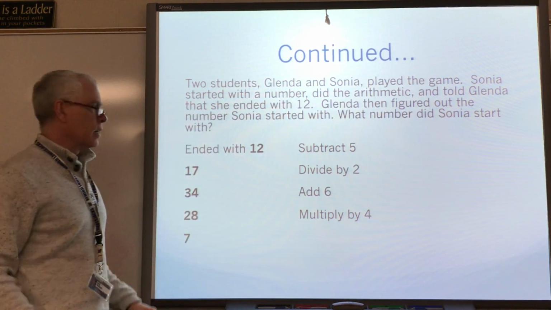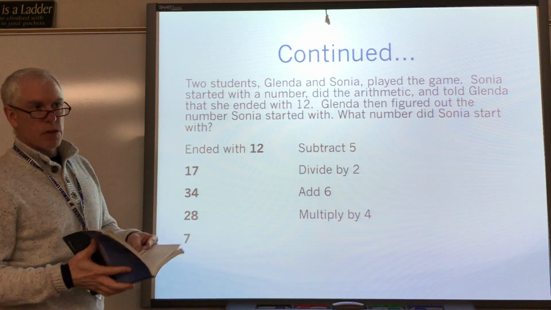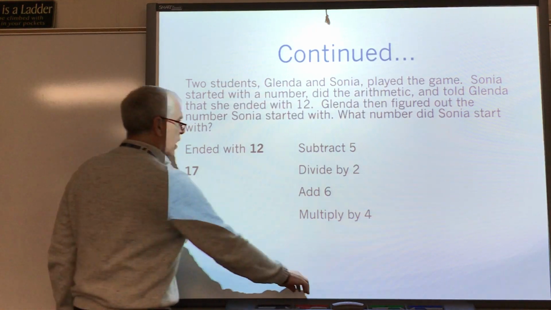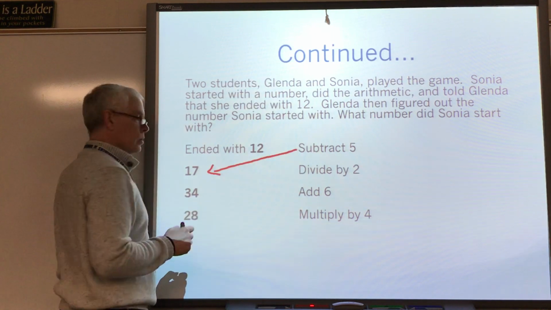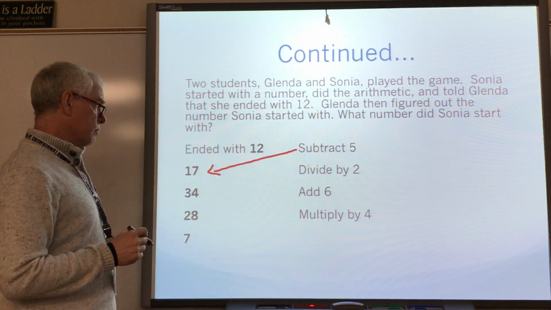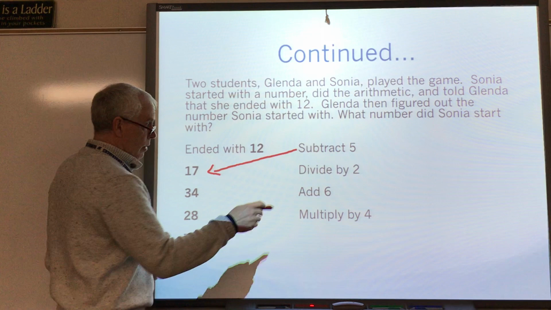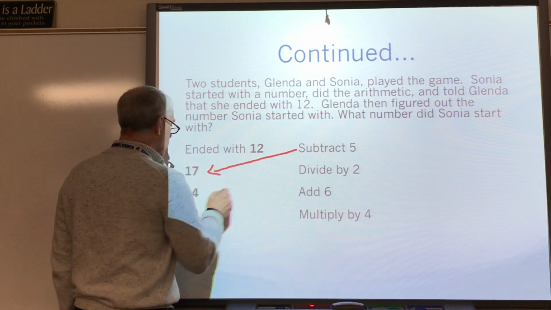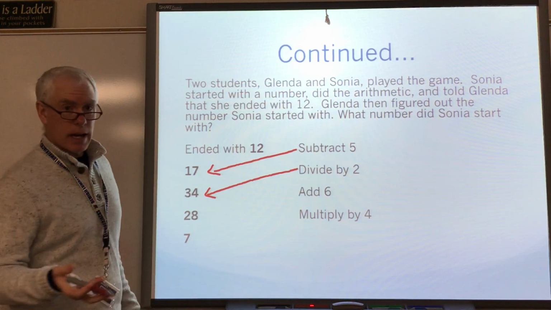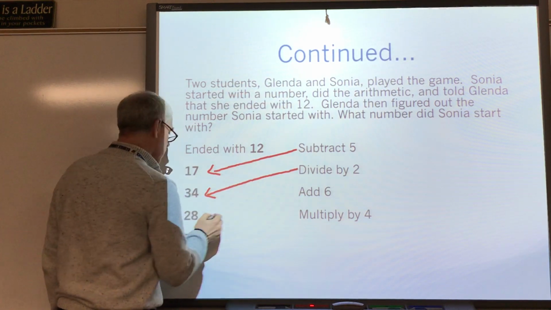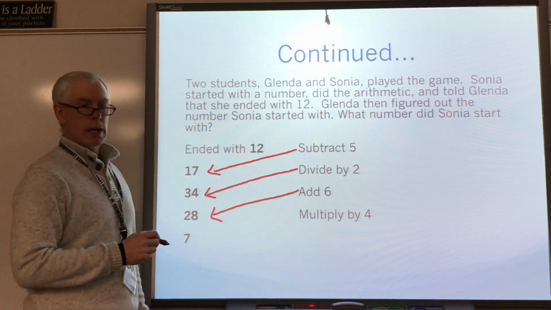We ended with 12. And the thing we did previous to that, if you go backwards, is we subtracted 5. So the opposite of subtracting 5 is to add 5, and that puts us at 17. Okay? And then prior to that, we divided by 2. The opposite of dividing by 2 is to multiply by 2. That puts us at 34. Prior to that, we added 6. The opposite of adding 6 is to subtract 6. That puts us at 28.